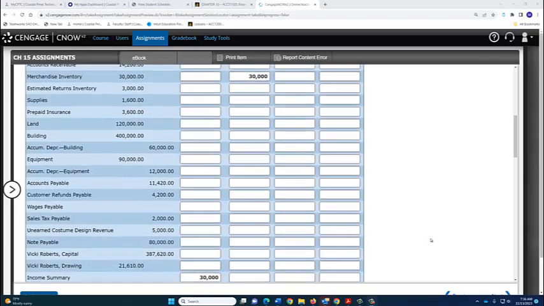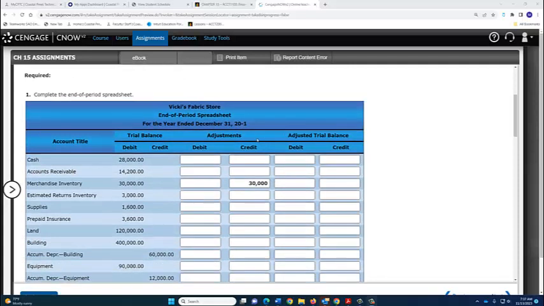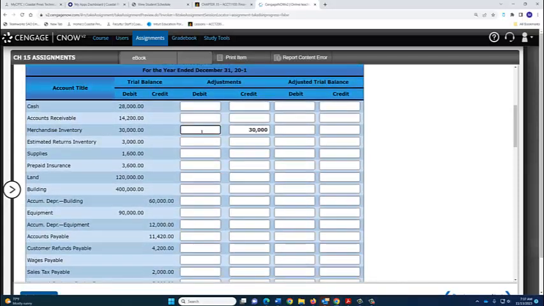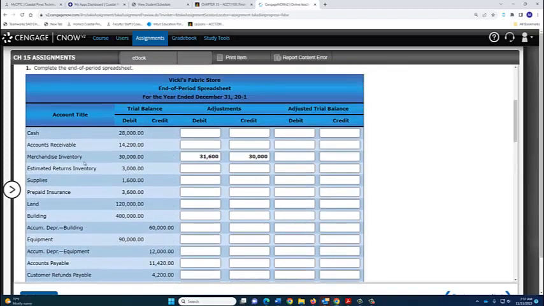The next step in adjusting this inventory is to enter the current figure. So our new inventory figure is 31,600. So we'll come down to merchandise inventory and debit it for 31,600 and then credit income summary for 31,600. Now when we move the merchandise inventory figure over, we have a 30,000 debit and a 30,000 credit, which gives us 0. The only thing that's left is the 31,600 debit.